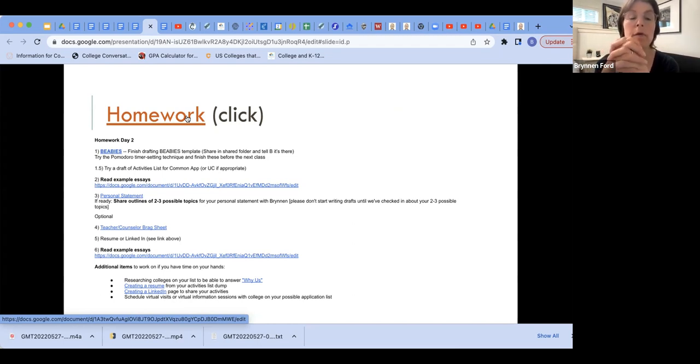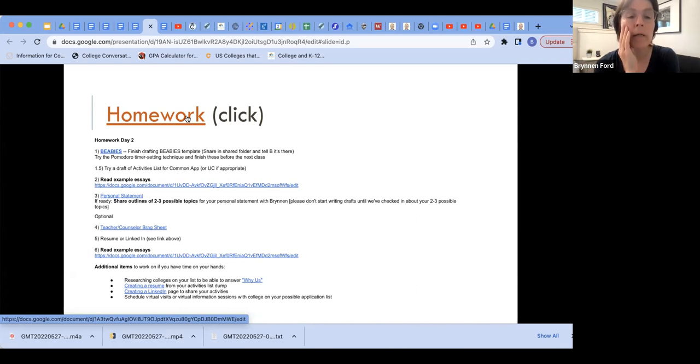And then if you are ready, try the activities list for the Common App or the University of California, if that's appropriate to you. And I would love to see those things in my email or get pinged that they're in our shared folder. If you need something different to do, there are example essays that you can read. We looked at two example essays in the session today, and there are two additional ones in the slide. So there are four essays altogether. But if you click on that link in the homework doc, there are bunches of other essays.